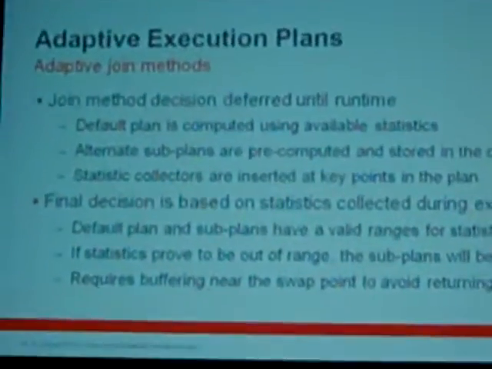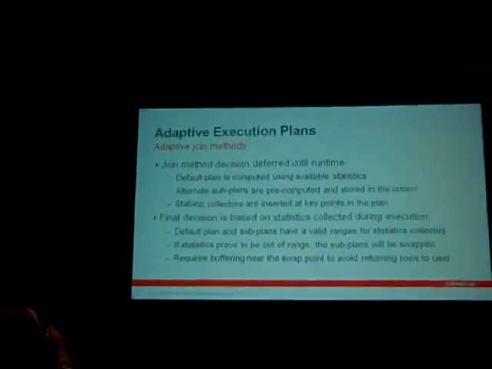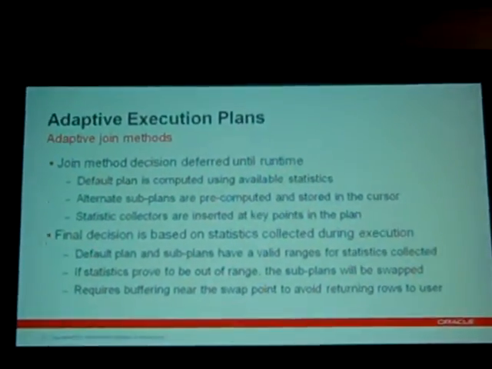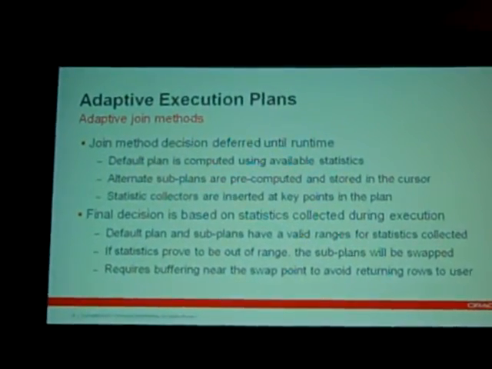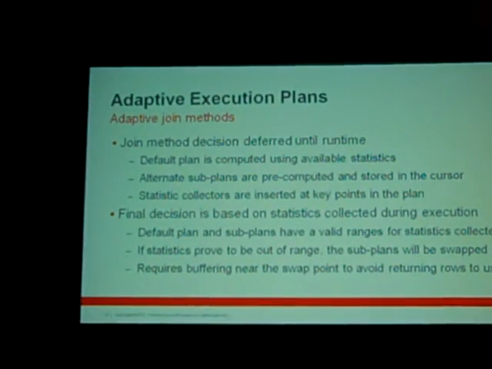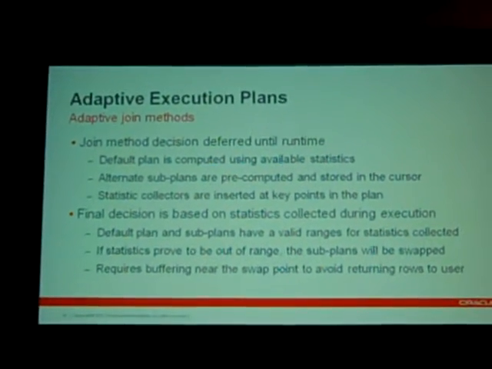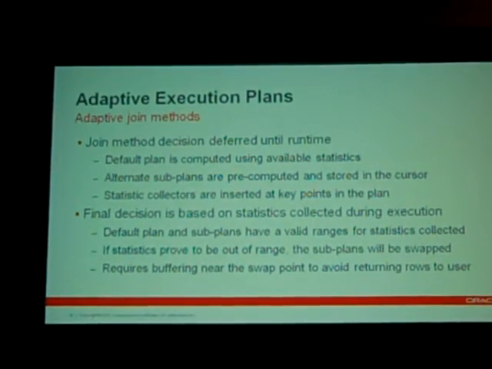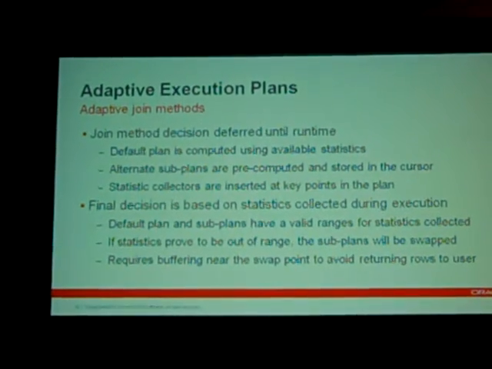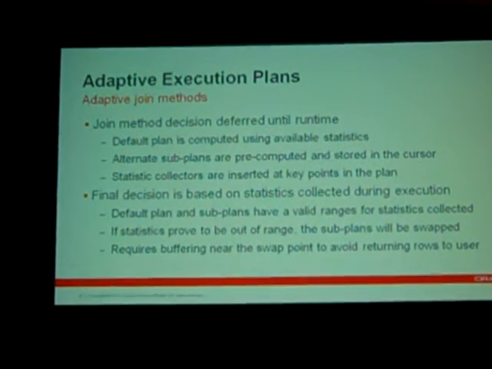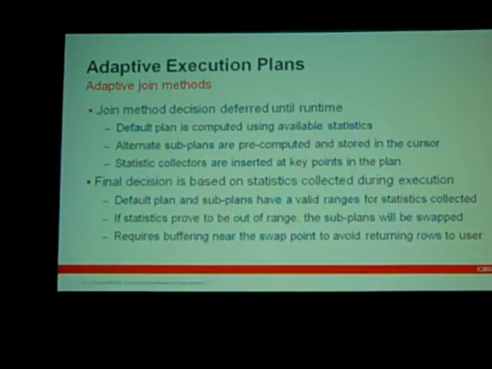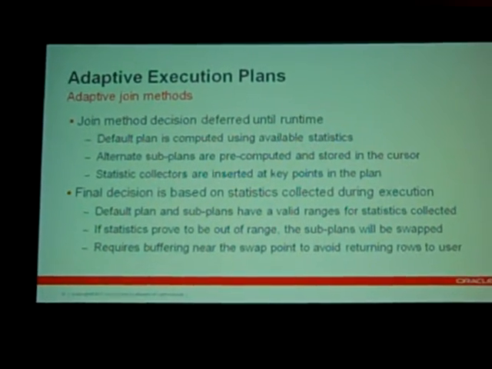So just to recap, what are we talking about here with these adaptive plans? What we're talking about is the join method decision being deferred to runtime. It's just the join method, and we're going to be switching from nested loops to hash joins. That's what that means, and the way we're doing it is by creating these alternative subplans within the same cursor. So no additional hard parse is required to make this adaptive switch if it's needed.